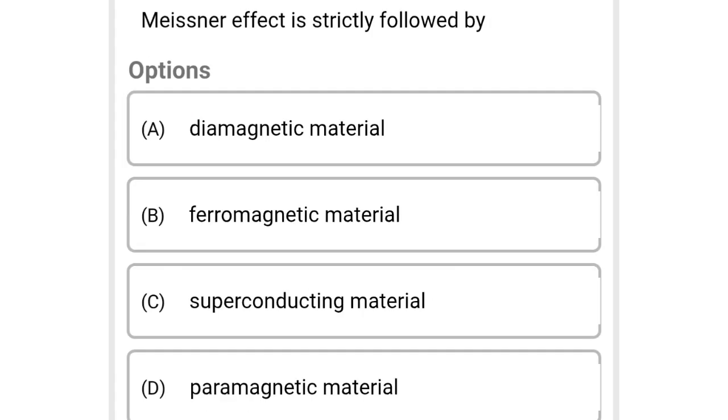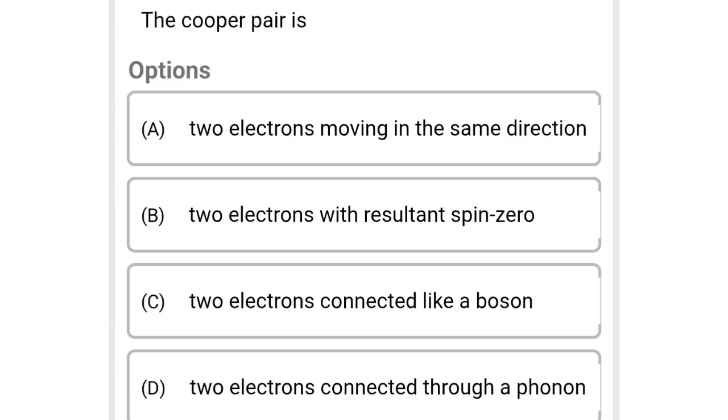Next question. Meissner effect is strictly followed by option A diamagnetic material, option B ferromagnetic material, option C superconducting material, option D paramagnetic material. The correct answer is option A diamagnetic material.